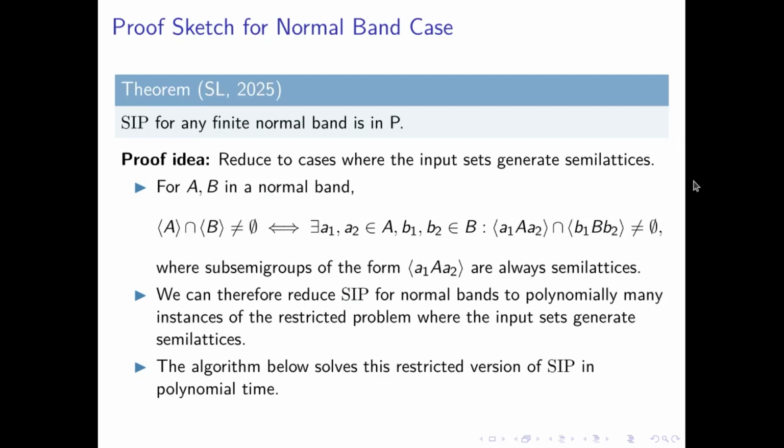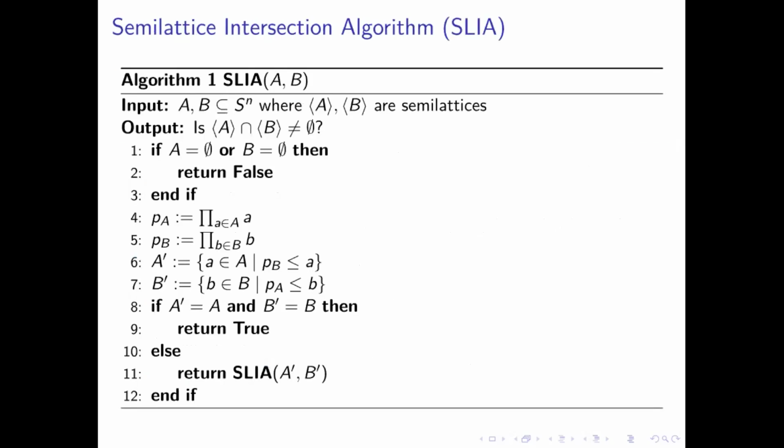So using this fact, we're able to reduce the subpower intersection problem for normal bands to polynomially many instances of the restricted problem where the input set generates semilattices. And so all we had to come up with is the algorithm that solved this restricted version of individual small problem instances. I don't want to go through all of this algorithm, but this is the algorithm we discovered.